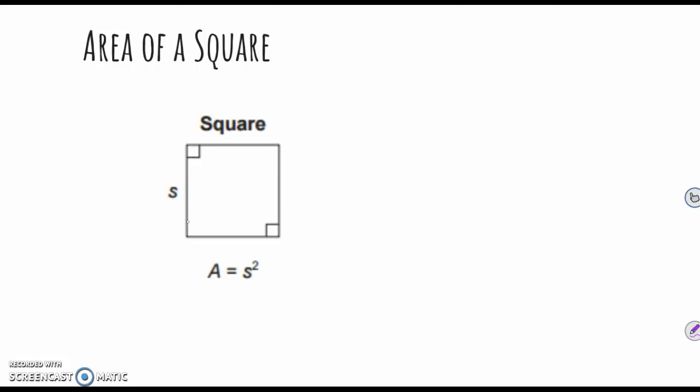On a square, all sides are equal and all angles are equal. To find the area of a square, we can use the formula S squared. S stands for side length, and if we square the side length, that allows us to find the area of the square since all sides are congruent.